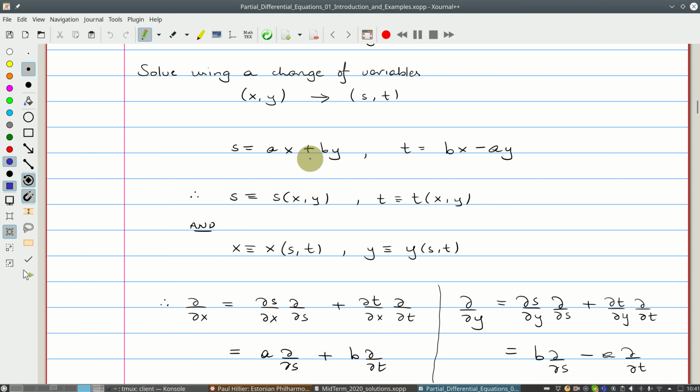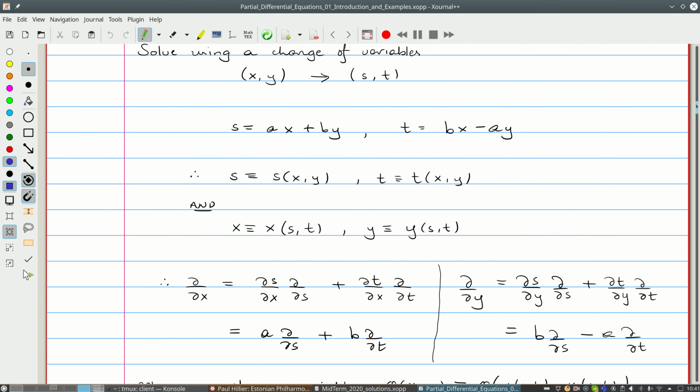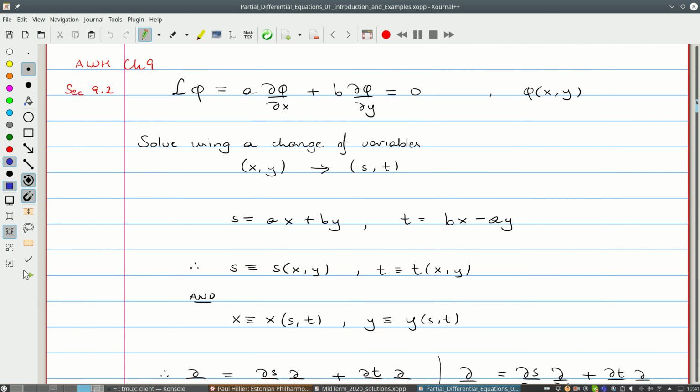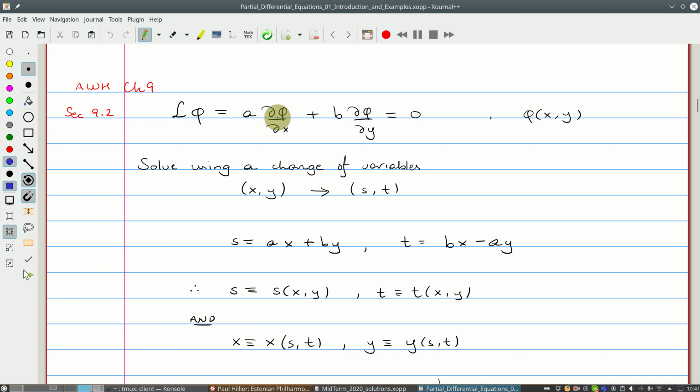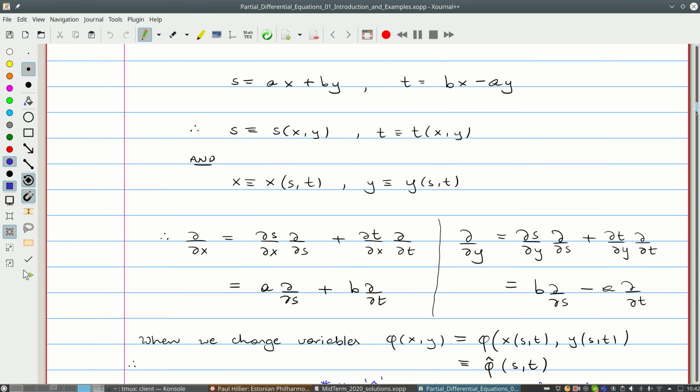And likewise, if I invert these equations, you can write x as a function of s and t, and y as a function of s and t. Try it out, try and make the inverse and find out what these functions are. Now what we want to do is to take the starting differential equation, which is written in partials with respect to x and with respect to y, and write them in terms of partials with respect to s and t. So we use the chain rule here.